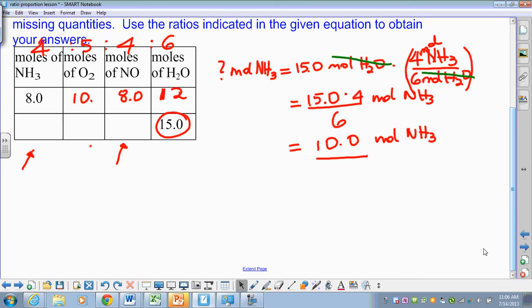So I will fill out the table with the value we obtained. We have 10.0 moles of NH3. So here we have 10.0. And remember the 4 to 4 ratio in the given equation. So these are exactly the same amounts. Whatever this is, this will be the same. So 10.0 moles of NH3 means this will be 10.0 moles of NO. So can you now go ahead and figure out this value? How many moles of oxygen will be needed in this equation?